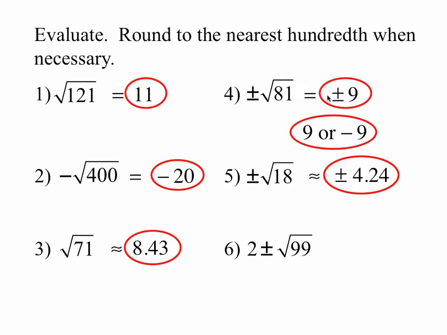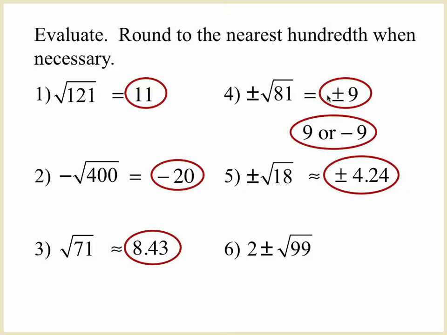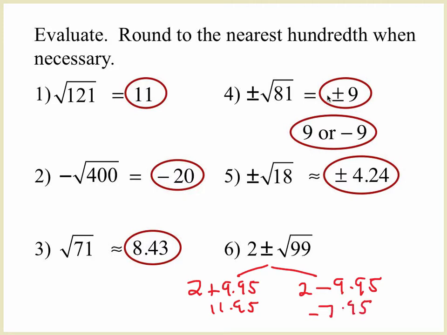Now, when I get something like this, it means 2 plus the square root of 99 and 2 minus the square root of 99. So if the square root of 99 is about 9 and 9/10, or 9 and 95/100ths, we're going to add it and we're going to subtract it. I generally branch it like this. When you see plus or minus, I'm going to say 2 plus 9 and 95/100ths. Then I'm going to say 2 minus 9 and 95/100ths. And so we get 11 and 95/100ths, and we get negative 7 and 95/100ths. Those are our 2 answers.